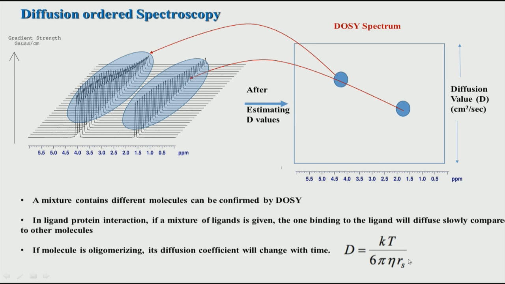This Rs is the hydrodynamic radius, and remember that it is related to the molecular weight. So, the higher the molecular weight, the less the diffusion. Typically, if I double the molecular weight, I expect the diffusion to go down by half and so on. And for T and viscosity, if I double the viscosity, again D will go down. So, this completes diffusion order spectroscopy, Dosy.